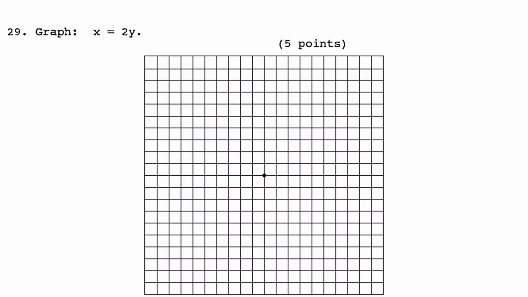Graph x equals 2y. Here's a trick. Solve for y. Y is equal to x over 2. So that's the first point. When x is equal to 2, y is equal to 1. That's the point. All right. So I'll just graph it like that. Something like that. So again, if you know just a couple of things, you will be doing really, really well.